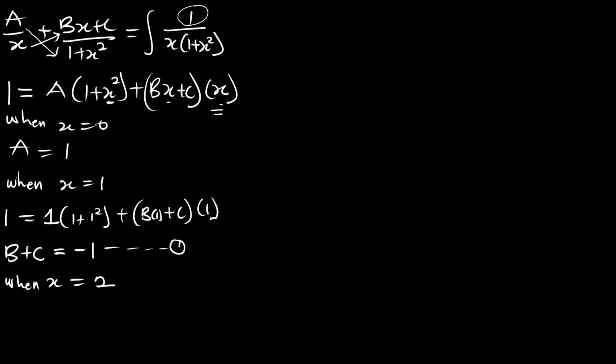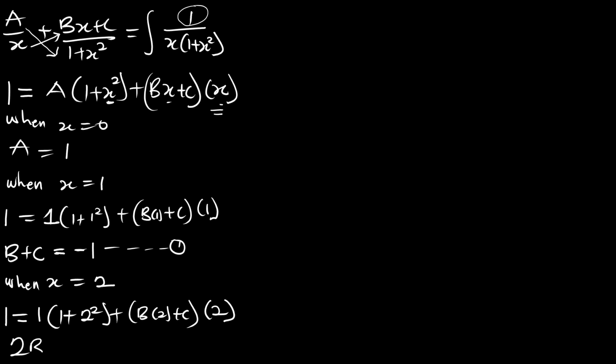When x is equal to 2, then we are going to have 1 equal to a, which is 1 multiplying 1 plus 2 squared, plus b times 2 plus c multiplying what? 2. At the end of the day, we are going to get our equation to be 2b plus c. When you simplify the equation, minus 2 as equation 2.